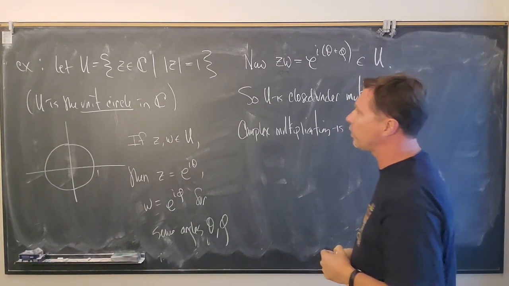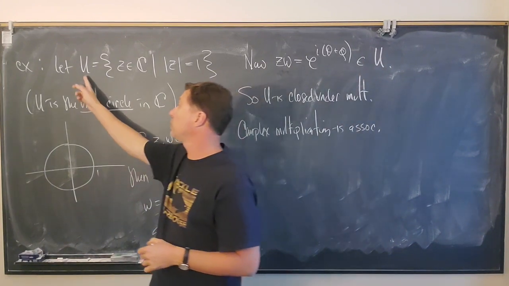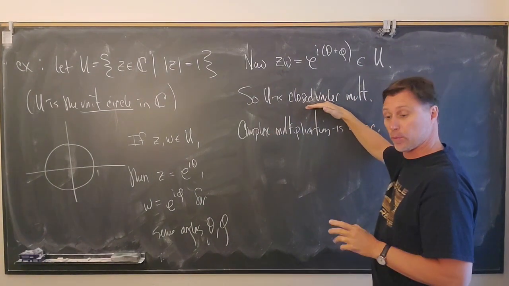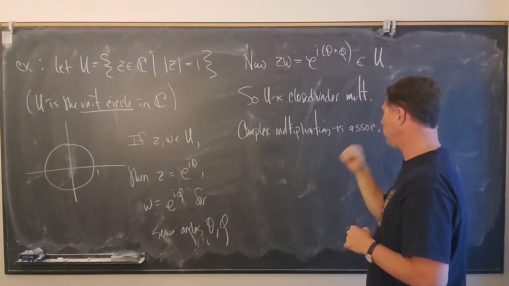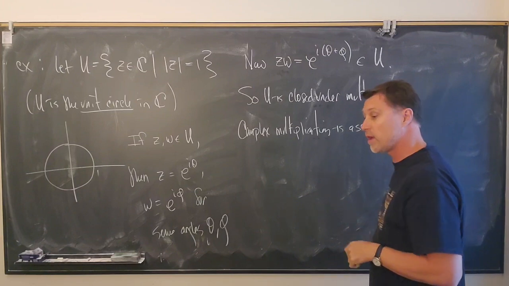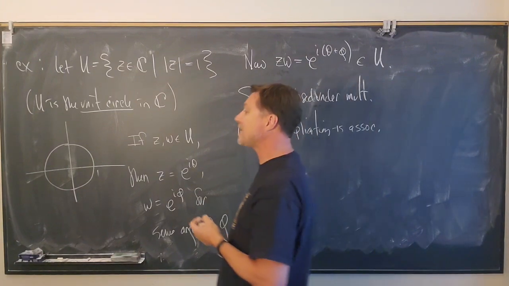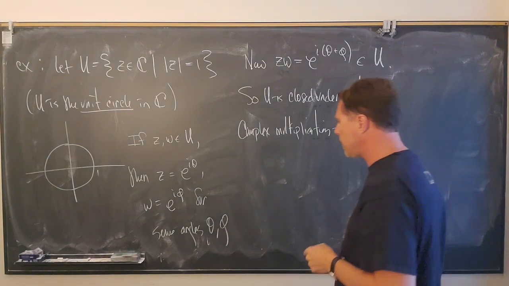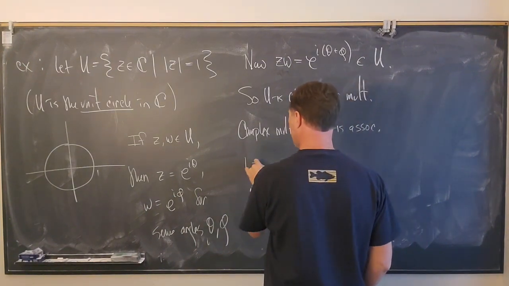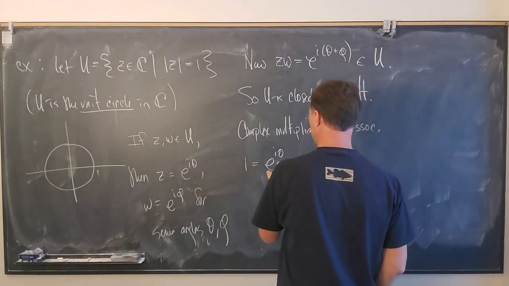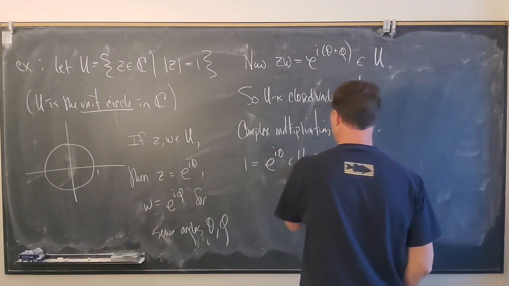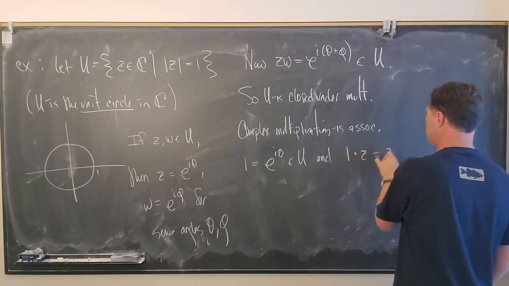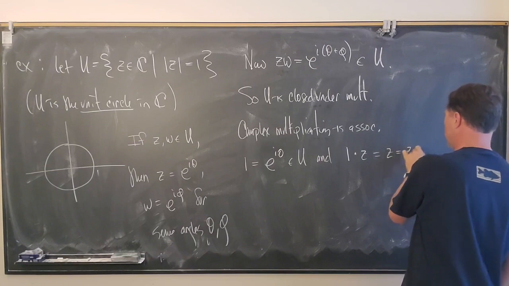Maybe you can see where I'm going with this right now. I'd like to show that capital U is a group. I've shown that it's closed under its operation. The operation will be complex multiplication. We know then that the operation is associative. The next thing we need to do is identify the identity element. And who's that going to be? Well, the number 1, which is e to the i times 0, is an element of U. And if you do 1 times Z, that's equal to Z, which is equal to Z times 1.